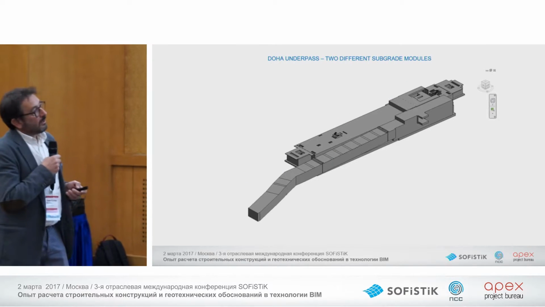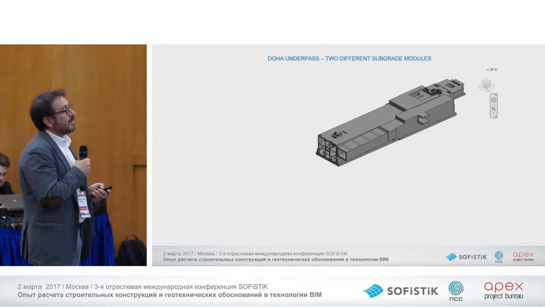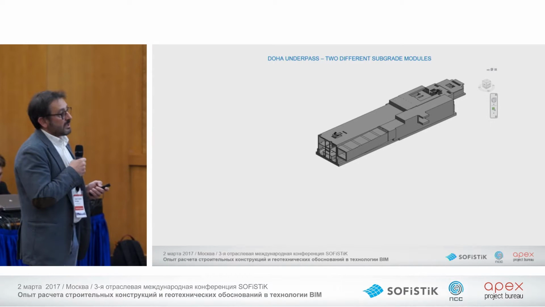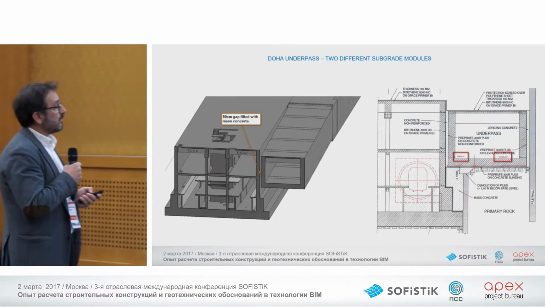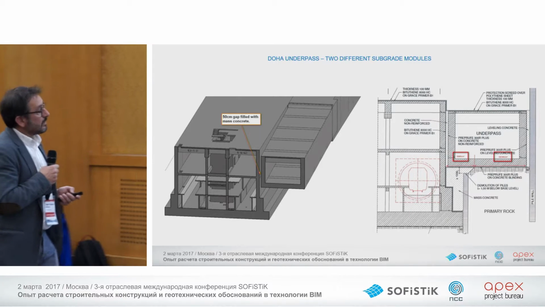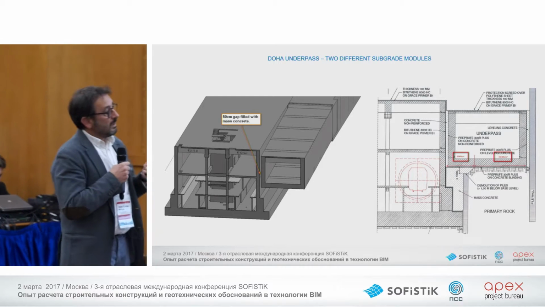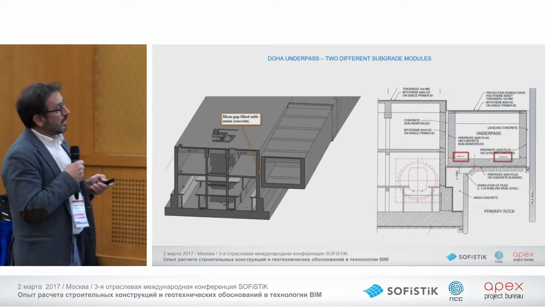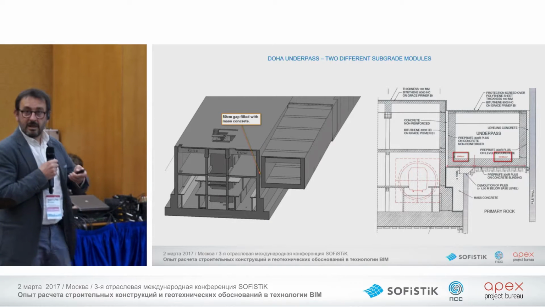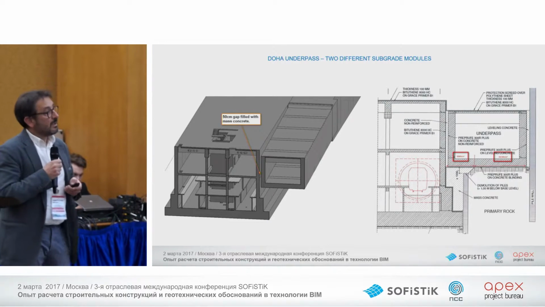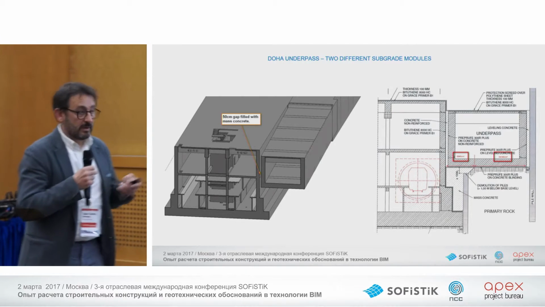Or other kinds of things are the different subgrade reaction modulus you can enter in your model. For example, in this structure in Doha, we have a lot of different kinds of subgrade reaction modulus, and the effect in transversal section like that and in longitudinal sections are very important to know the real behavior of the structure together.